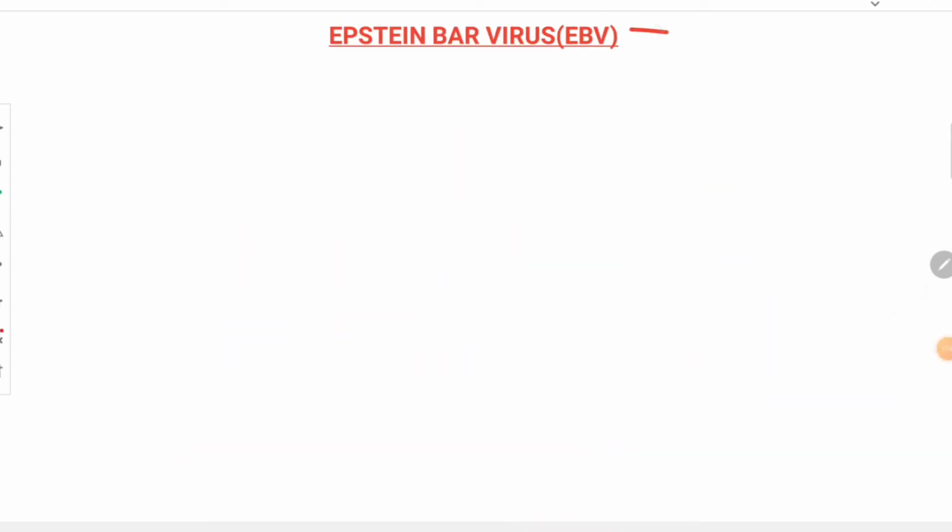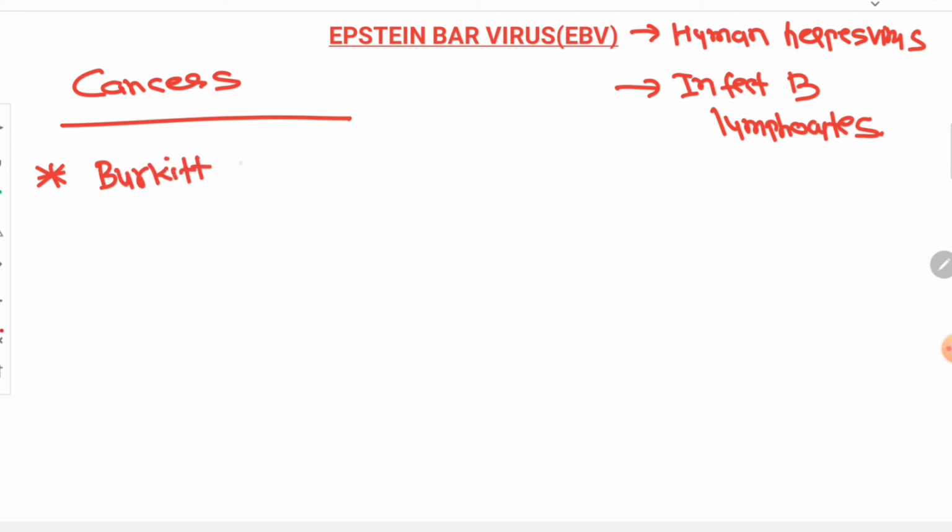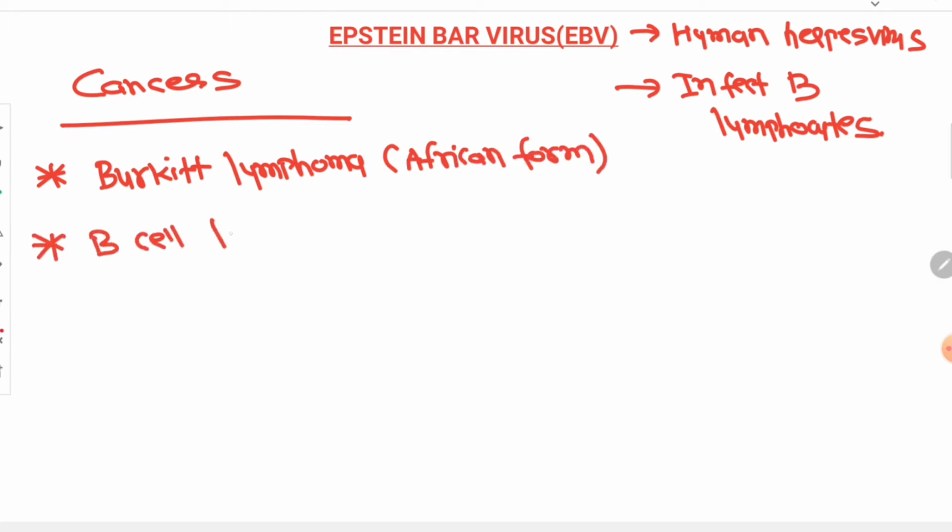Now let's understand about the Epstein-Barr virus, EBV virus. It is a human herpes virus family, and obviously it's a DNA virus. It can infect the B lymphocyte. They have the tropism for B lymphocyte, so they will commonly lead to B cell cancer, B lymphocyte cancer. The cancers that can be produced by EBV virus: it can lead to Burkitt lymphoma, that is particularly of African type. Then they can cause B cell lymphoma, especially in those who are immunocompromised.